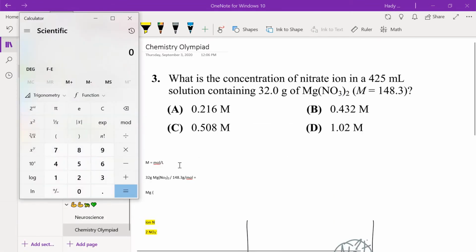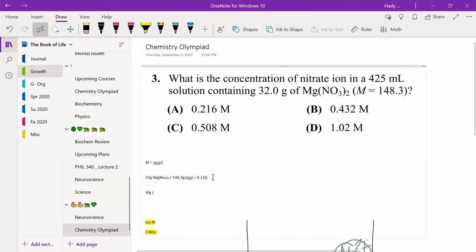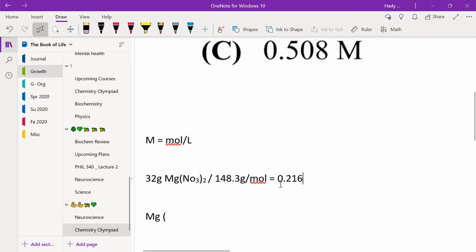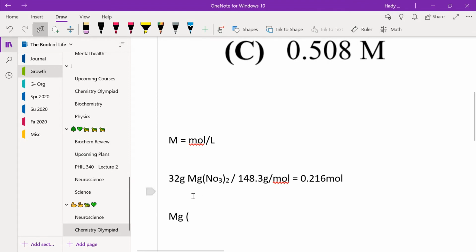So 32 divided by 148.3. So you get 0.216-ish. And yeah, so 32 divided by that many grams per mole. And it kind of makes sense. There's this many grams in 1 mole, so if you have this many grams, you probably have this many moles. I like to try to make sure it just makes sense. So 0.216 moles of this.